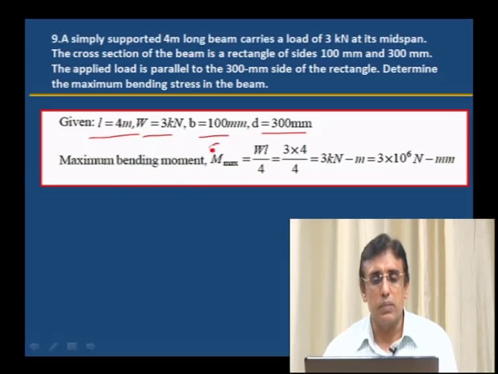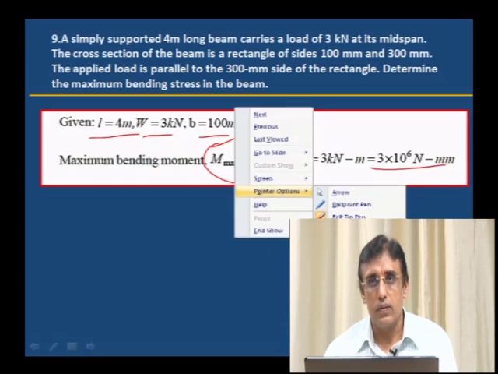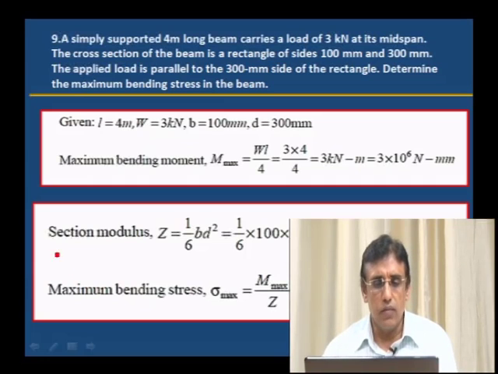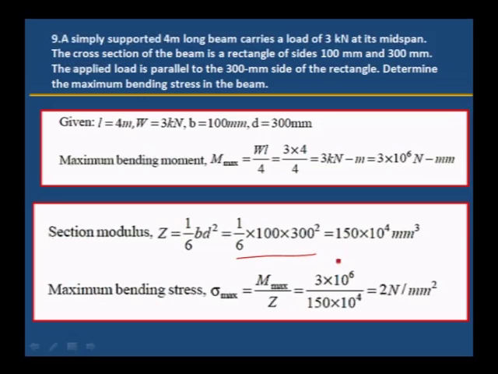Maximum bending moment for a simply supported beam carrying a central point load is WL by 4, from which we will get the moment as 3 into 10 to the power of 6 Newton mm after conversion. Therefore, section modulus Z is equal to 1/6 BD square, B and D are given, therefore Z is equal to 150 into 10 to the power of 4. Sigma max, the maximum bending stress, is asked, that is why sigma max is equal to M max, the maximum bending moment, divided by Z, 3 into 10 to the power of 6 divided by 150 into 10 to the power of 4. That gives sigma max as 2 newtons per mm square.